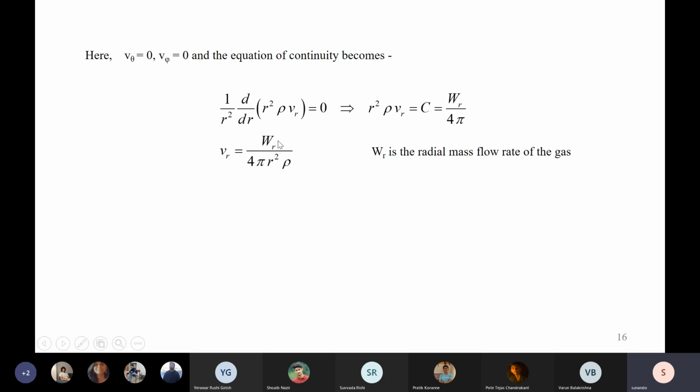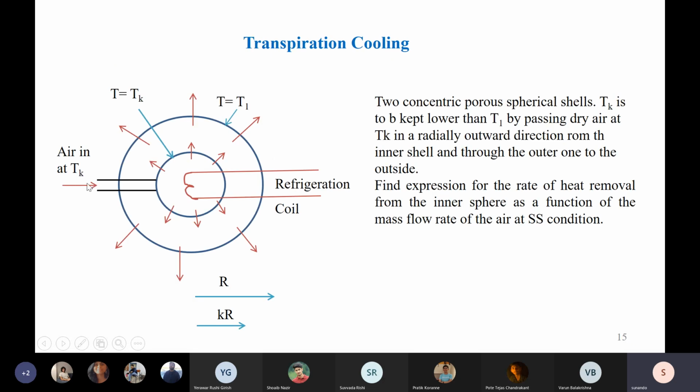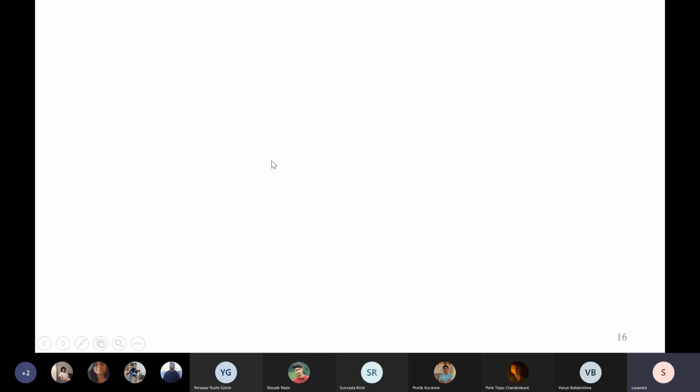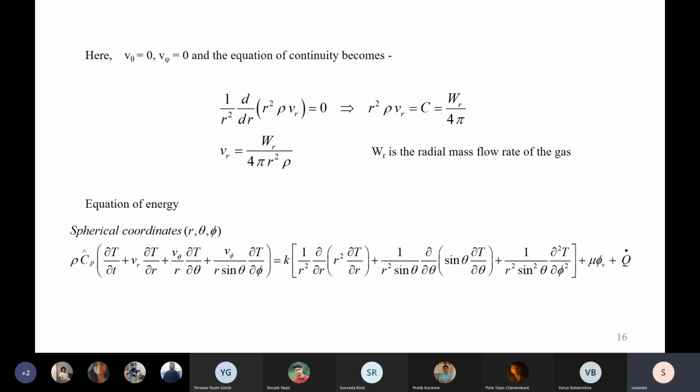And Wr is the mass flow rate of the gas, which is coming in through the small tube and distributed evenly through the inner sphere and goes out. So Wr is the constant radial mass flow rate of the gas, and my radial velocity is a function of R, where V is inversely proportional to R square.